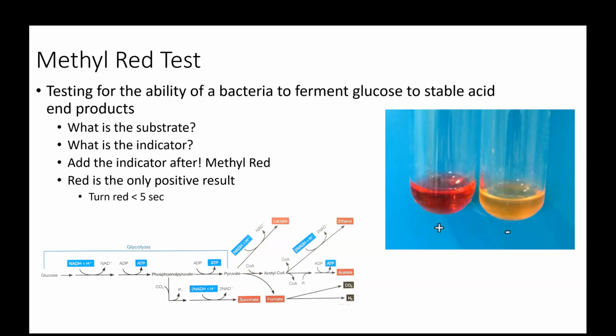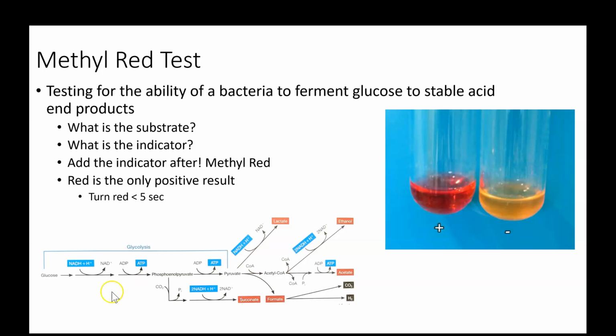Oh, so the difference between the methyl red test and, let's say, the phenol red test or the MacConkey test is that here the indicator isn't actually part of the broth or the agar itself. We're going to add it after. So we're going to incubate this first for 24 hours, 48 hours, whatever it might be, and then we're going to add a drop of the methyl red indicator, again, just a pH indicator.